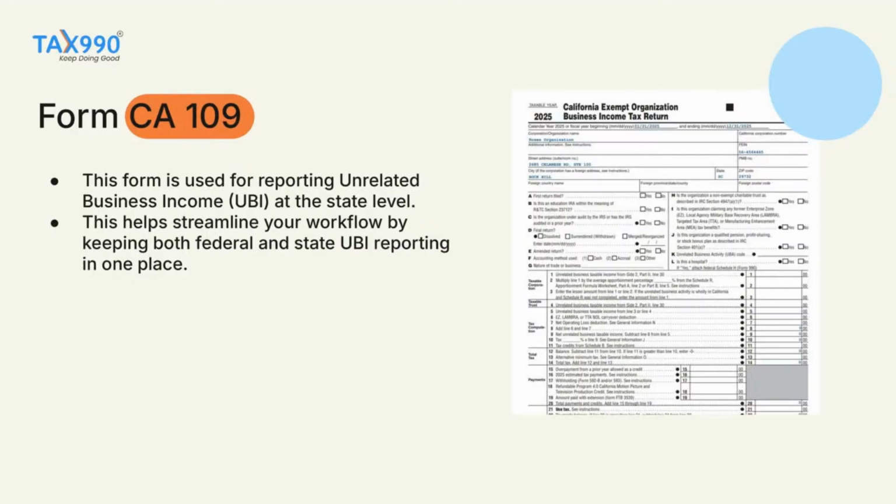All right, the CA 109 form. We are excited to share that Tax990 supports California Form 109. This is used for reporting unrelated business income at the state level. If your organization has UBI activities, you can now prepare and file your CA Form 109 directly with the FTB right in Tax990. It is easier to stay compliant with California requirements without needing to manage this separately. This enhancement helps streamline your workflow by keeping both federal and state UBI reporting all in one place.